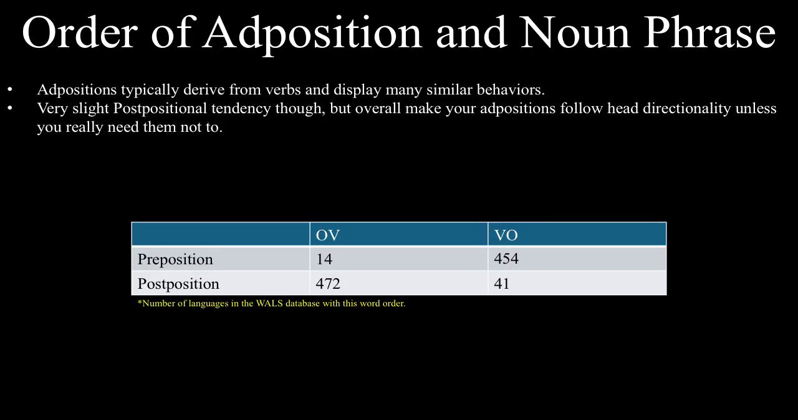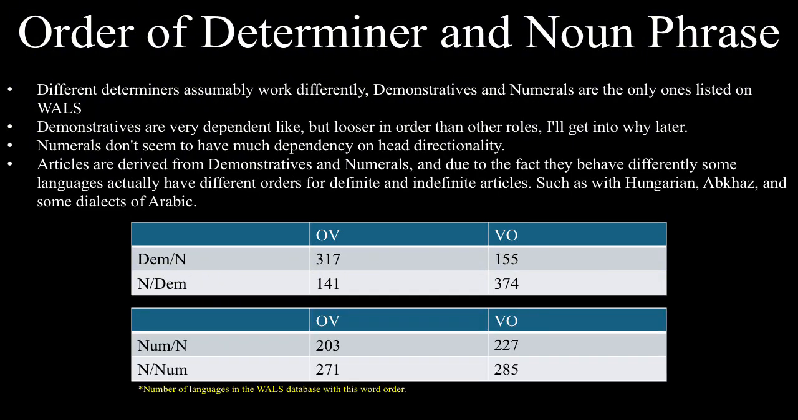Next, we've got another of the strongest head directionality-based situations, adpositions and adpositional phrases. Adpositions tend to come from verbs, and thus display a similar head preference to them. Prepositions almost always come in otherwise head initial languages, and postpositions in otherwise head final ones, although there is a slight general tendency towards postpositions.